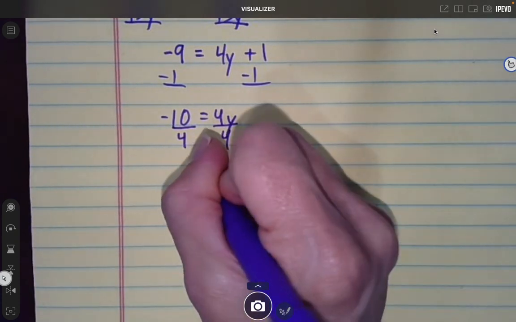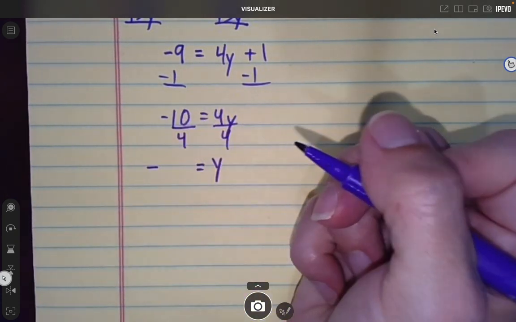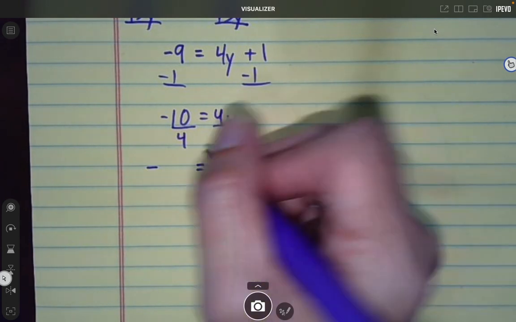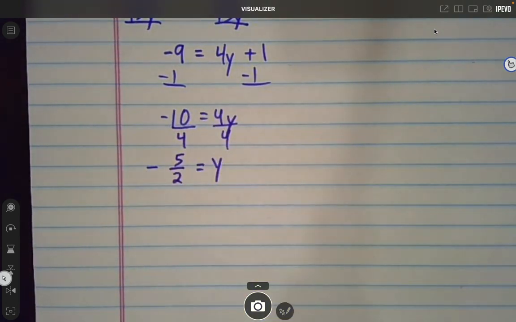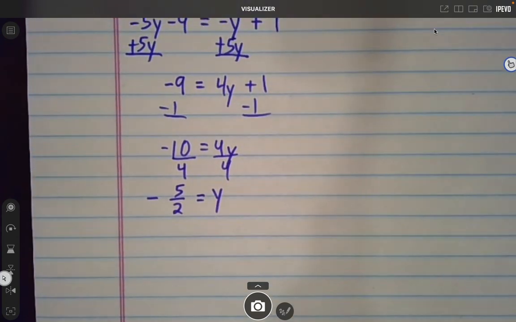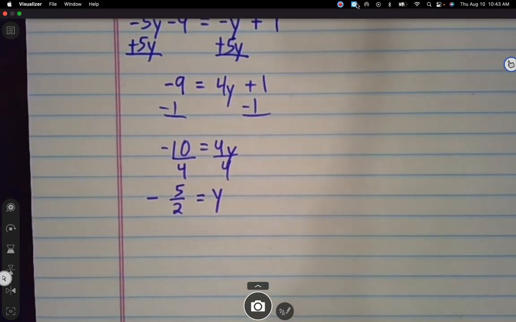Do they have answer choices? Yeah, they've got those fractions again. So I would get negative 5 halves. Which one looks like negative 5 halves? Negative 2.5. That's right, it's B. Okay? Is solving equations getting better? So it's B. It is B, yes.